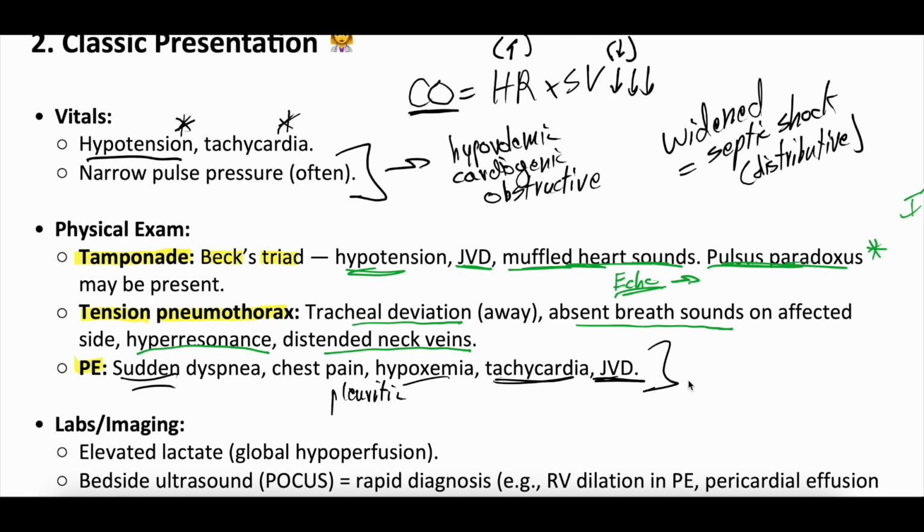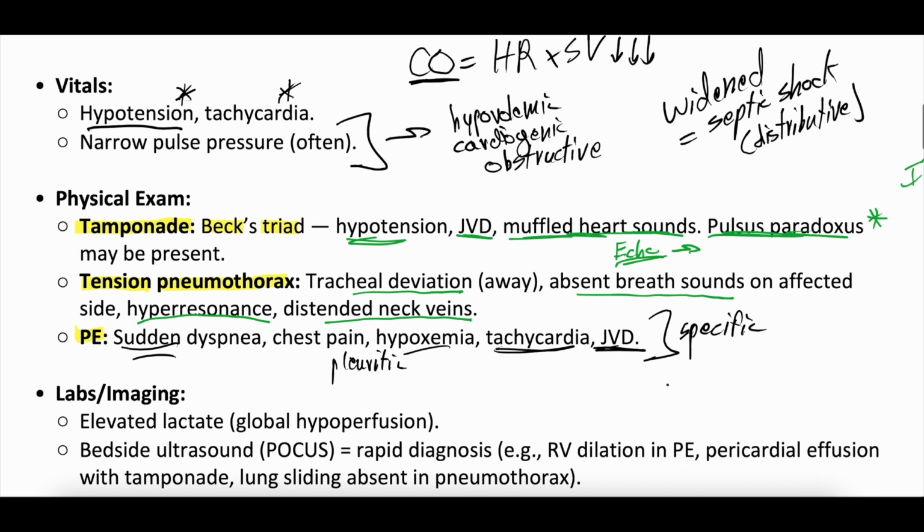But none of these are super specific, and none of them are super sensitive. So you could have none of these and still have a pulmonary embolism. You could have all of these, and it could be from something else. So just be cognizant. PEs are sometimes tough to diagnose clinically, like just with exam and history alone.